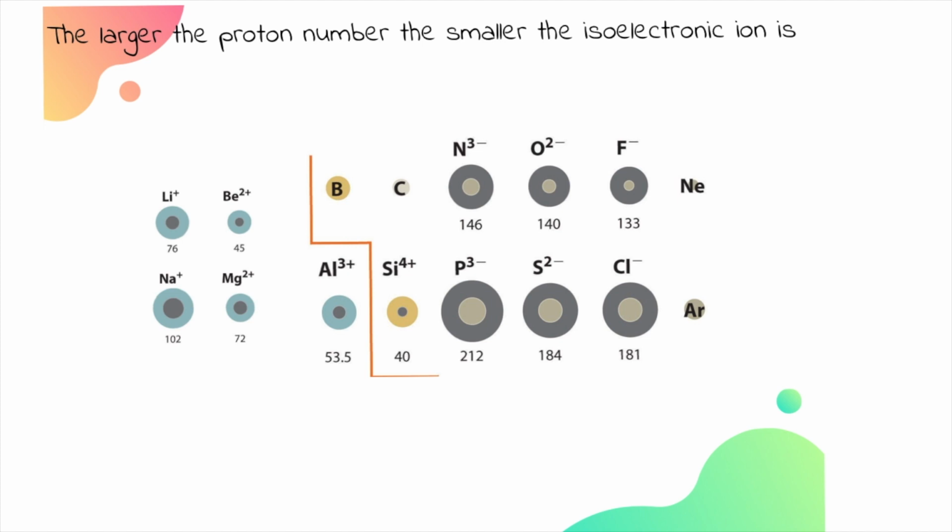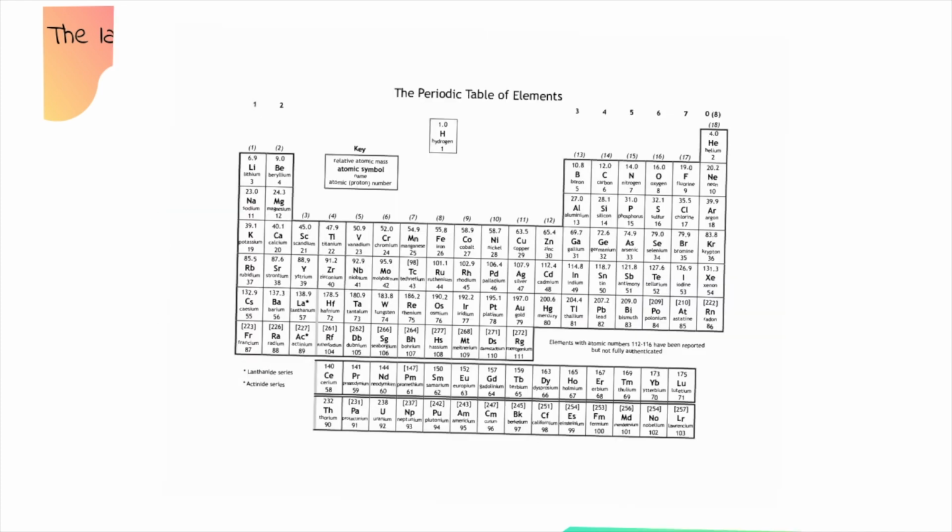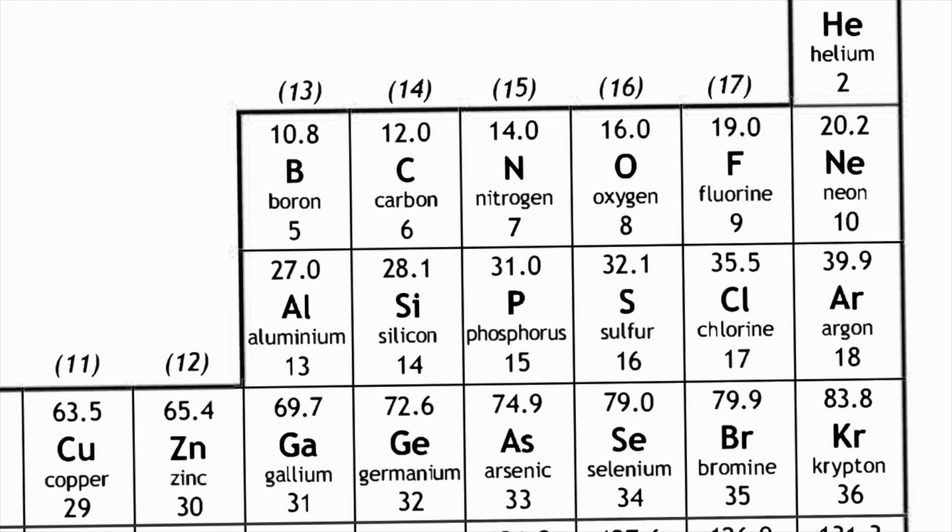Right here I have more of those isoelectronic species or ions. What do I have here? Take a look. The nitride ion, oxide, fluoride, and neon, all of these are isoelectronic. Why are they isoelectronic? Because every single one of these has 10 electrons. How do you figure out the number of electrons? Simply grab your periodic table and think about it this way.